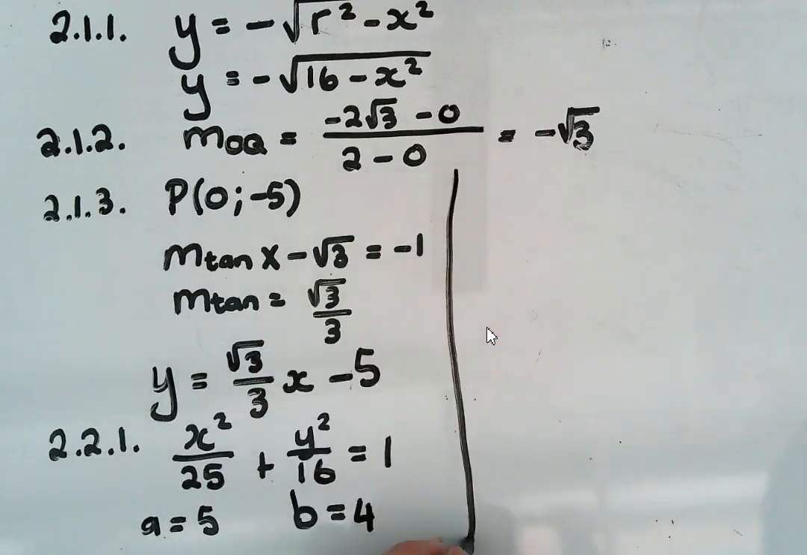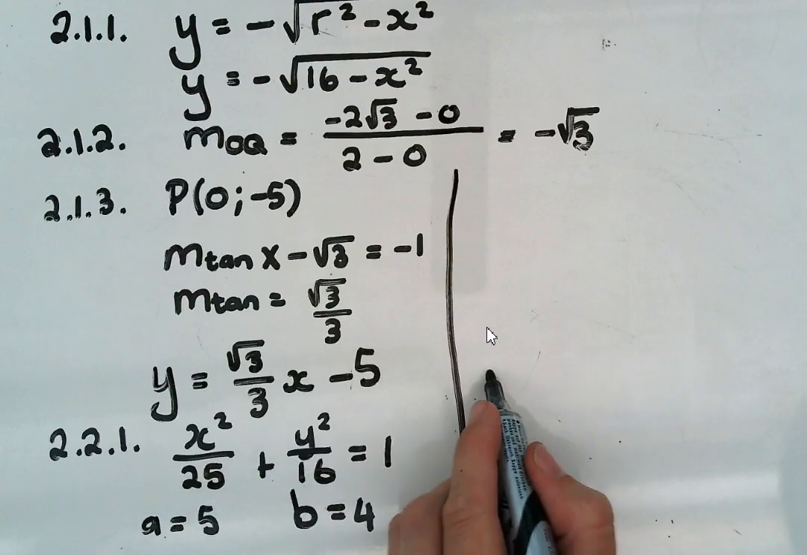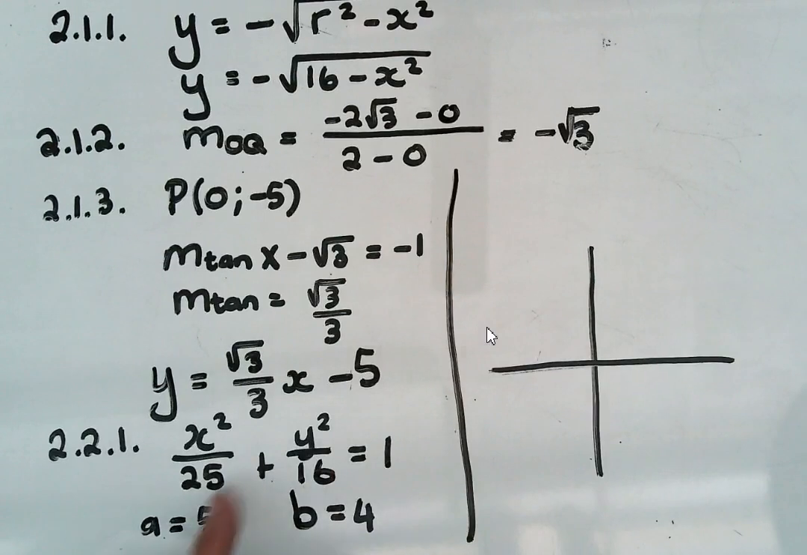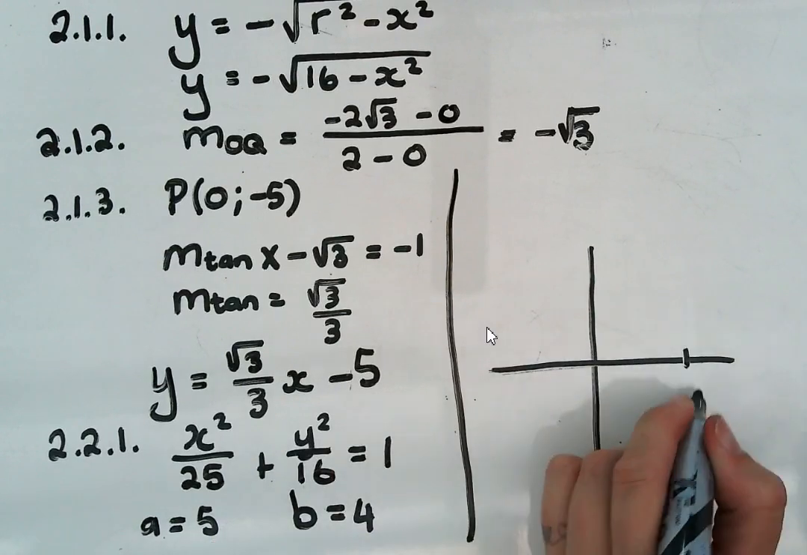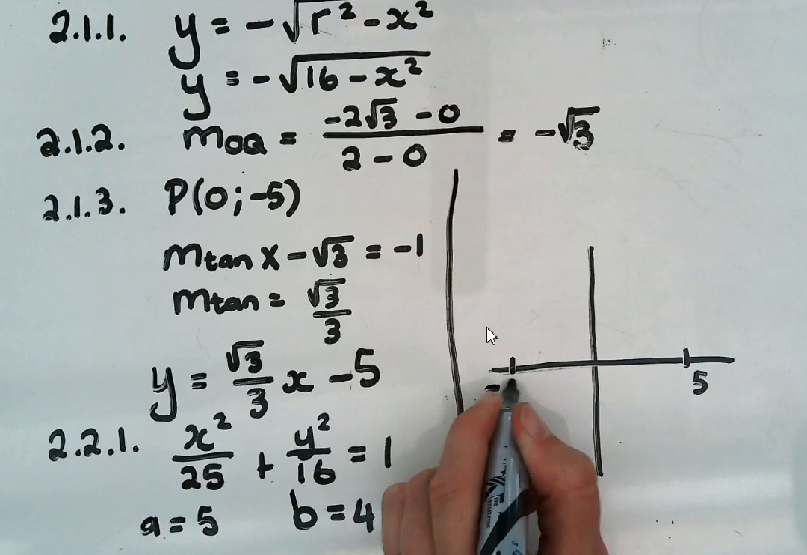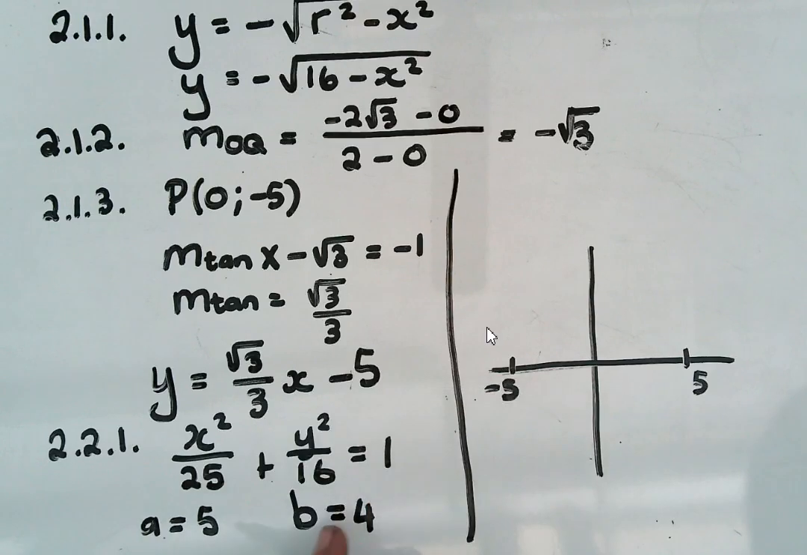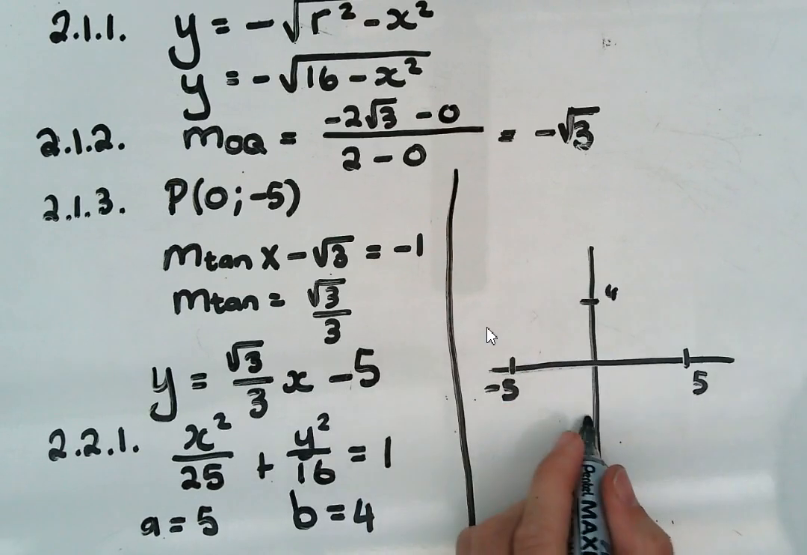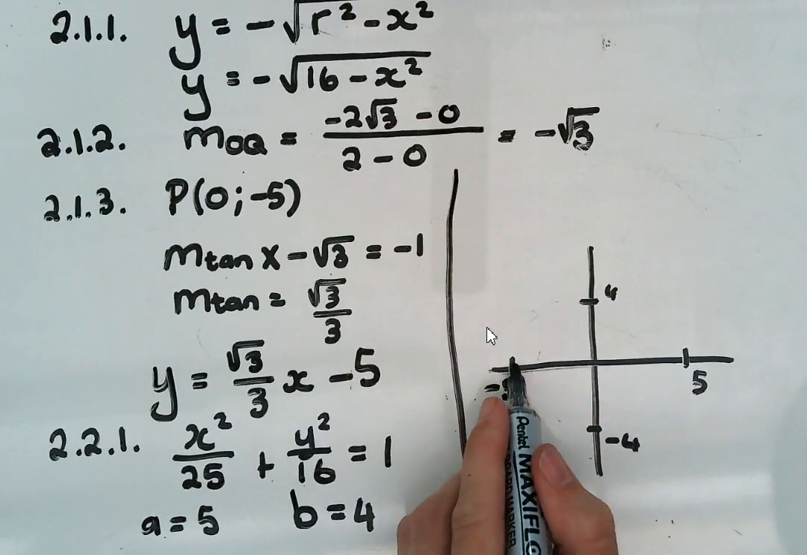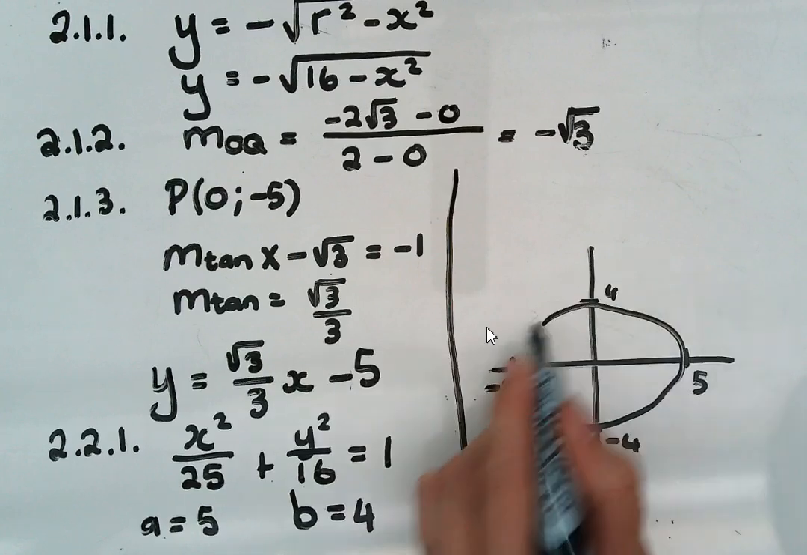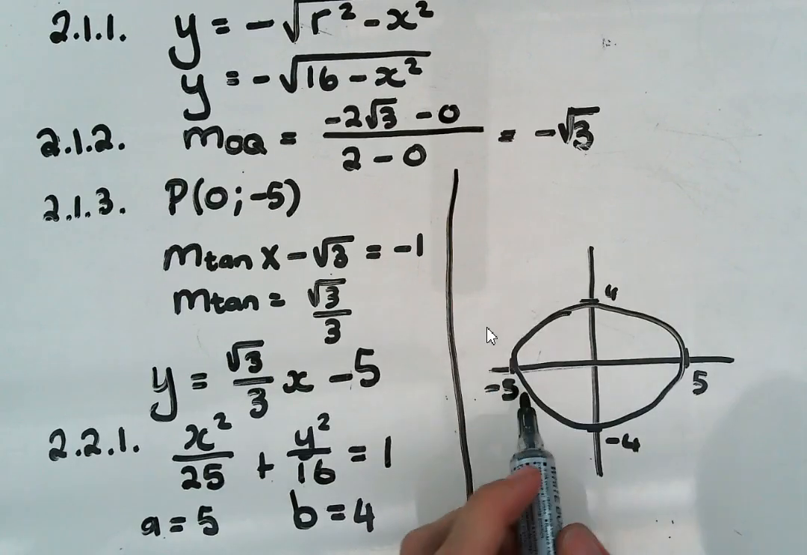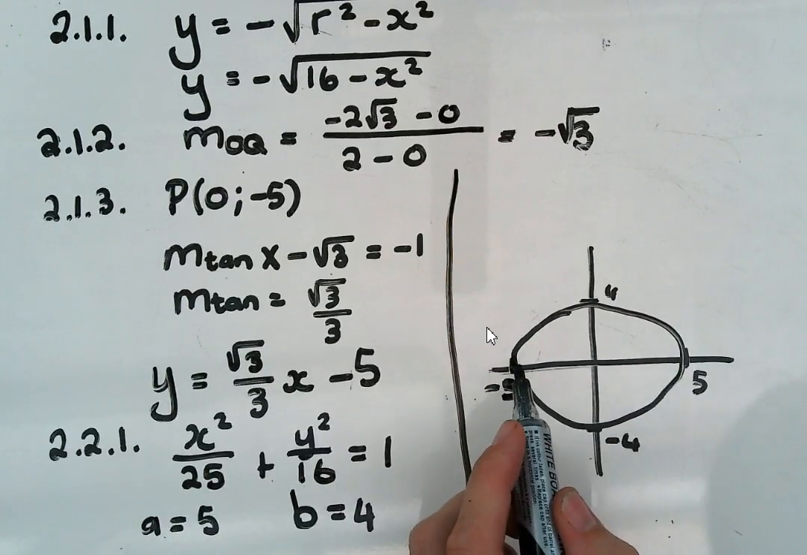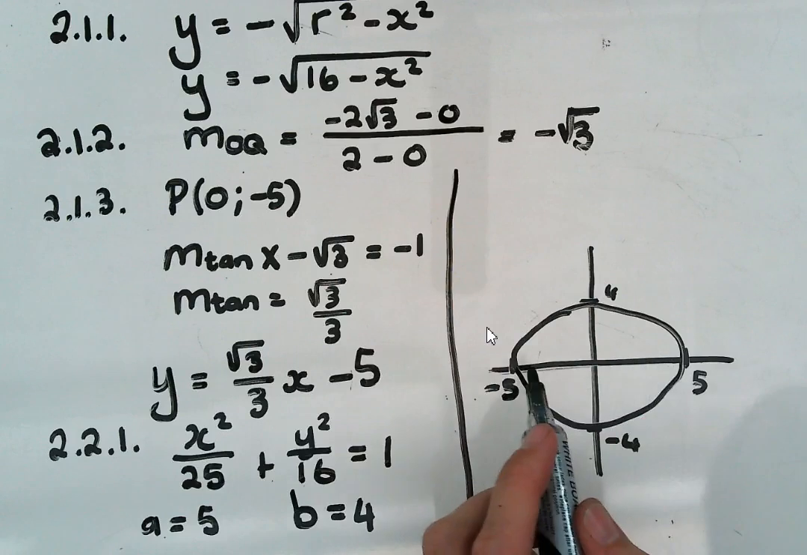So if I want to sketch this, the a goes with x, so the x-intercepts are going to be 5 and -5, and the b goes with y, so the y-intercepts would be 4 and -4. And then I just draw an ellipse as neatly as possible through there. This is my major axis. They didn't ask, but just by the way, we'll get to the next question.